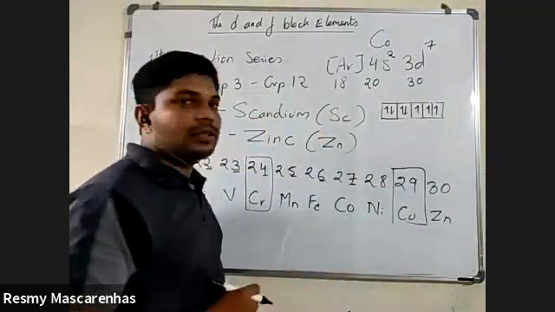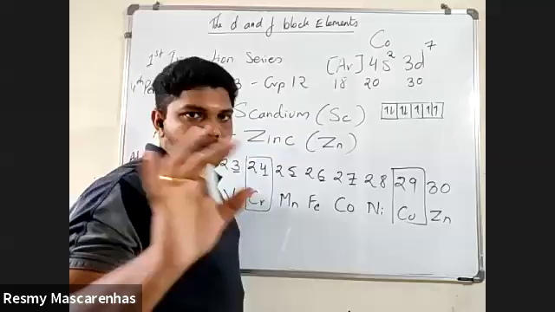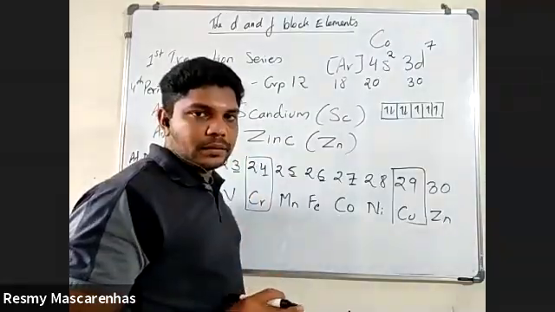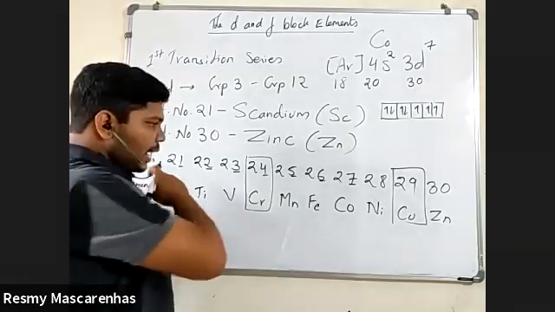5. Very good. Now, how many unpaired electrons are there in this case? 3. So you understood the concept of unpaired electrons? Yes, sir. Very good.